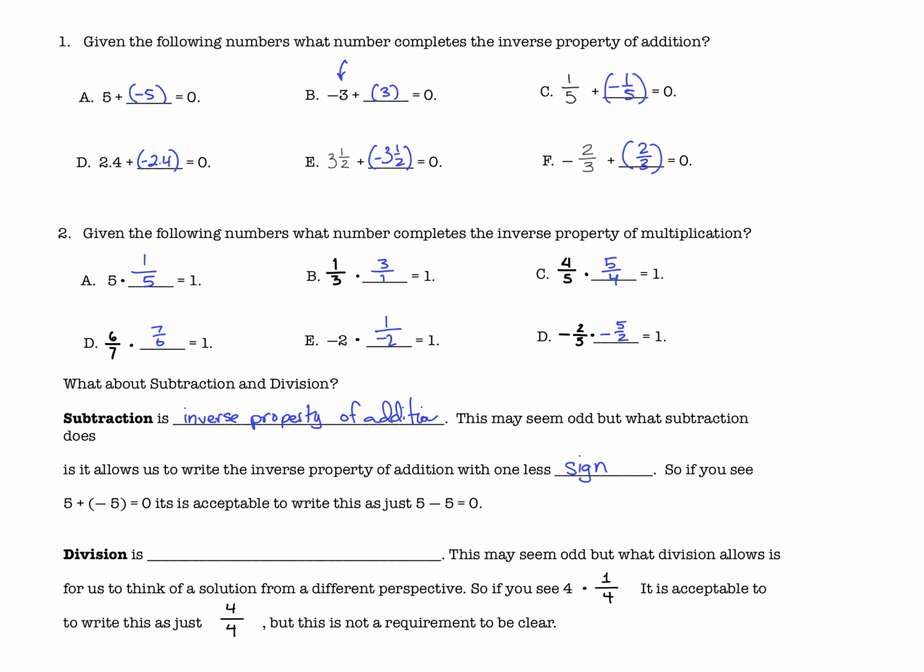Moving forward, division is simply the reciprocal of multiplication. It's the inverse property of multiplication. Again, this may seem odd, but if you think about it, instead of writing something as 4 times 1/4, it's acceptable just to write it as 4/4, which is just 4 divided by 4. But just to be clear, this is not a requirement. You don't have to write it like that.